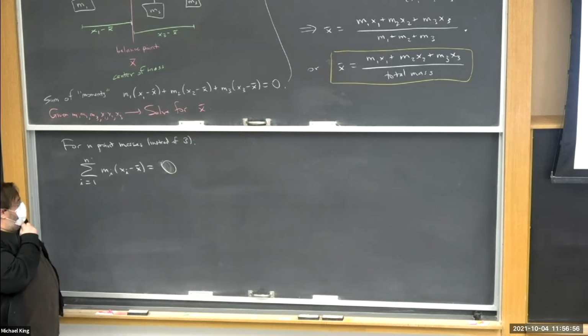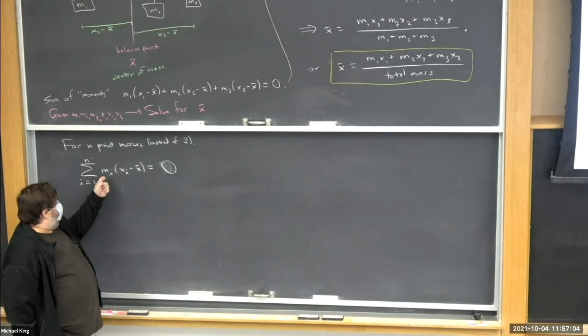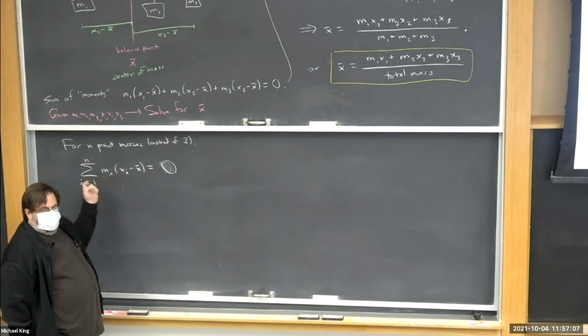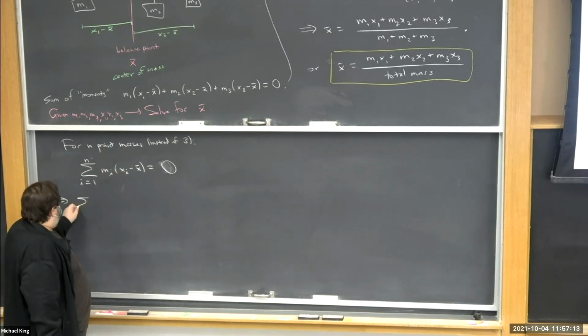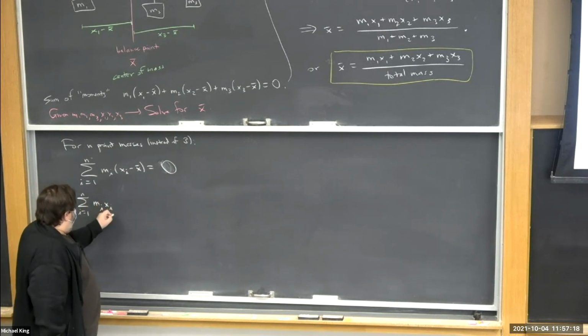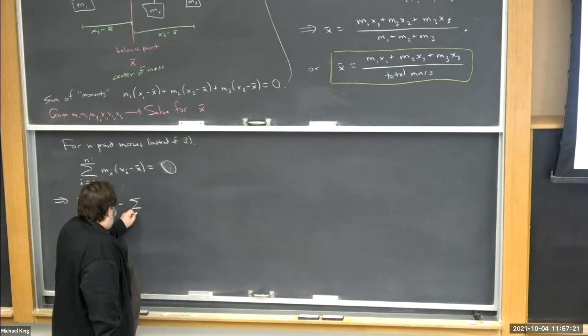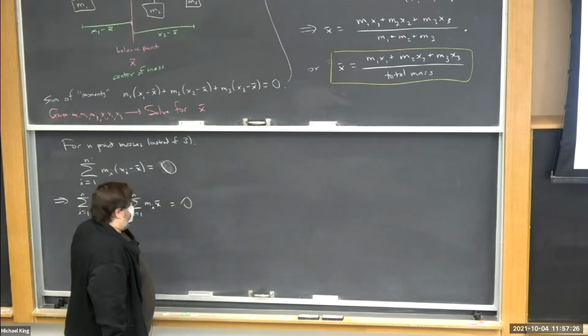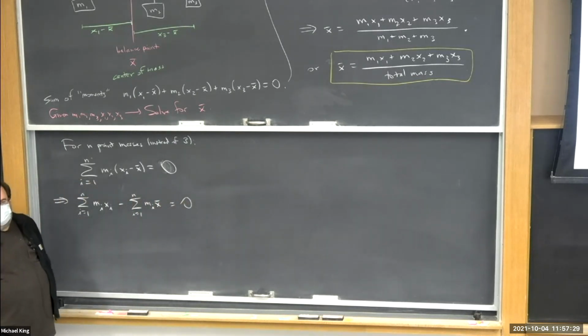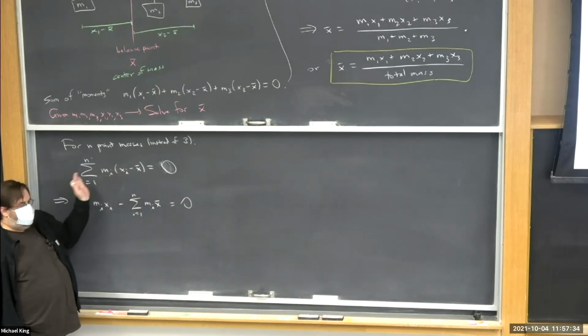Just i equals 1 to n. And then you can do a lot of the same algebra steps that we did up there, right? We could actually multiply the mi through and distribute the sum. So we could actually write the sum i equals 1 to n of mi xi minus the sum i equals 1 to n of mi x bar equals 0. We just rearranged everything. I did 2 steps there. I multiplied through by the mi, and then I separated it into 2 sums.